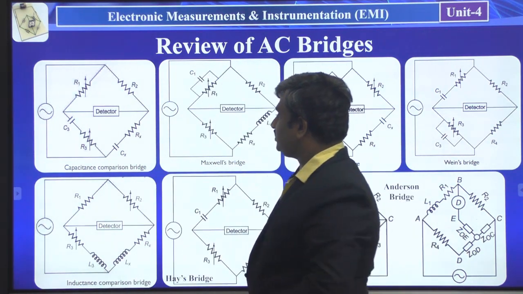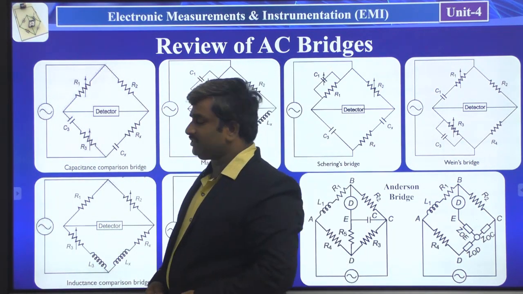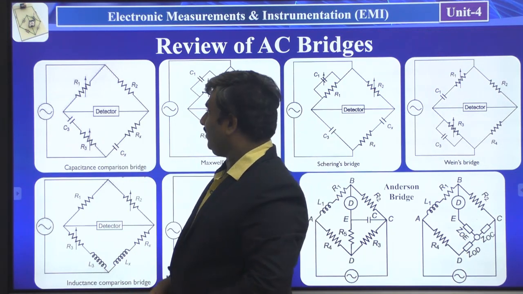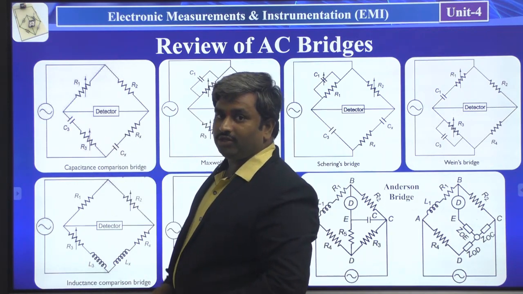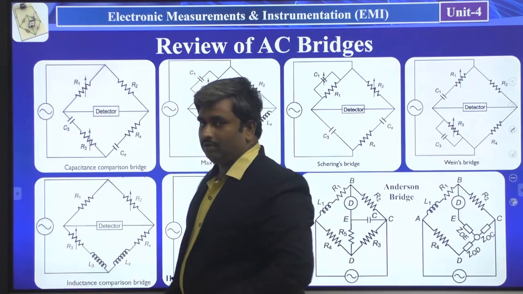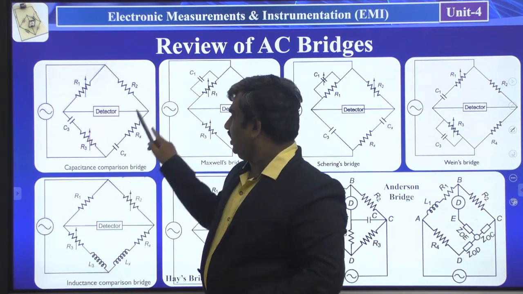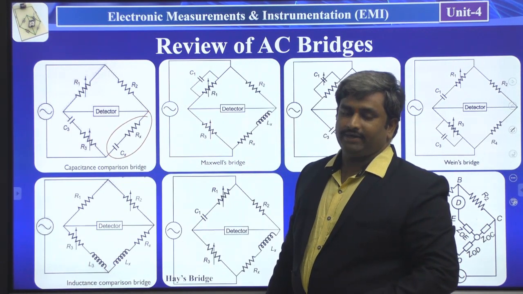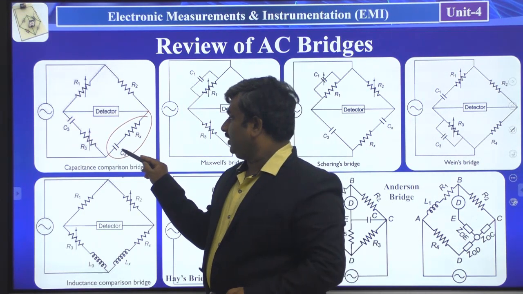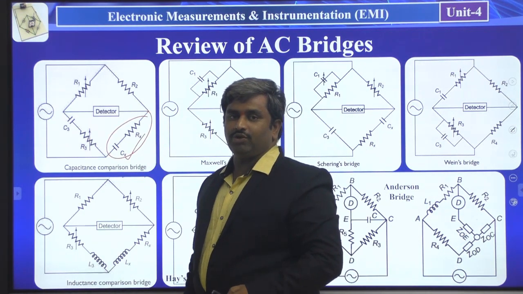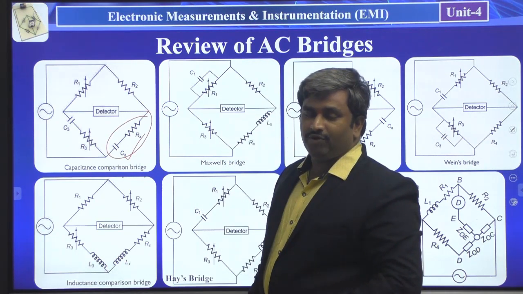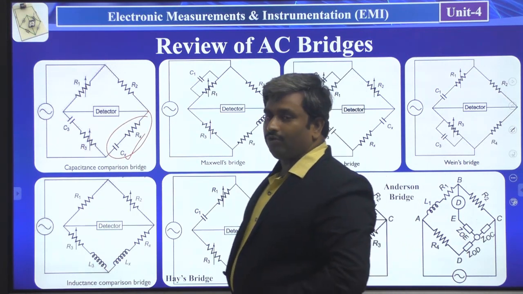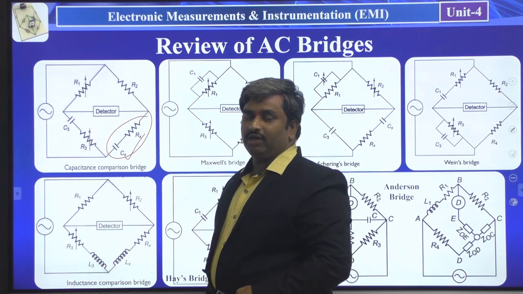In these AC bridges, this is the capacitance comparison bridge. In this capacitance comparison bridge, we have 4 resistors and 2 capacitors, wherein R1 and R3 are the variable resistors. In this fourth arm, the unknown capacitance value and resistance value is available. In this bridge, we have measured this unknown capacitance value with the help of remaining 3 arms. In the remaining 3 arms, the values are completely known values. In this fourth arm, the values are unknown.